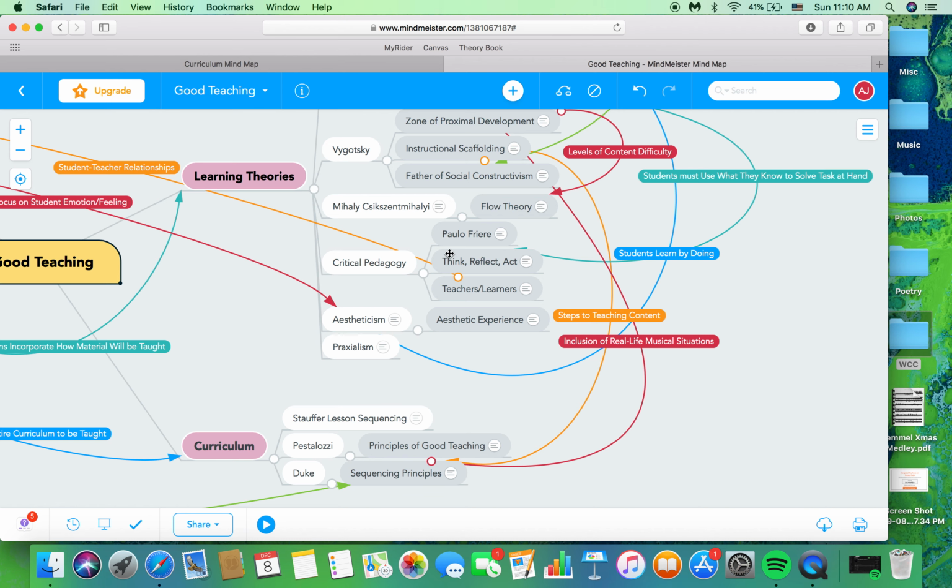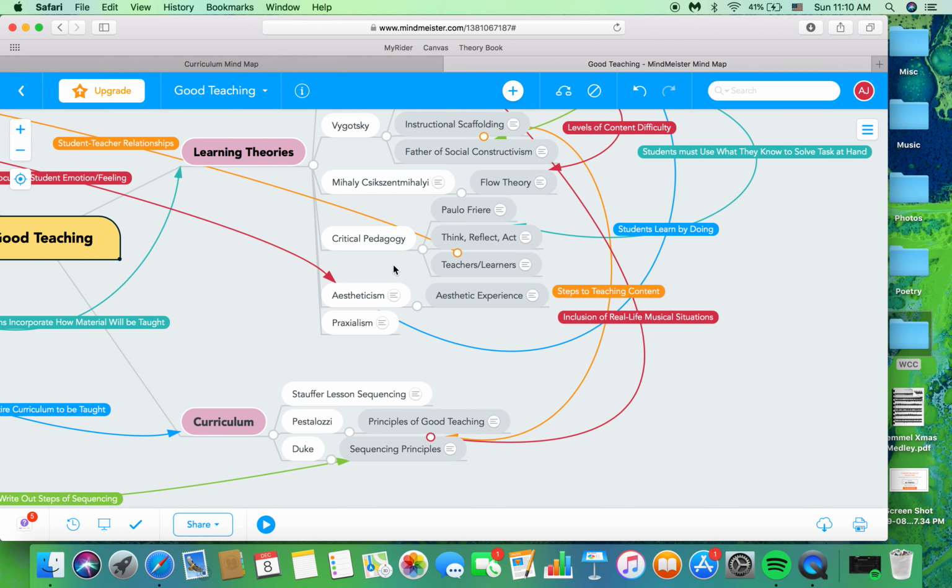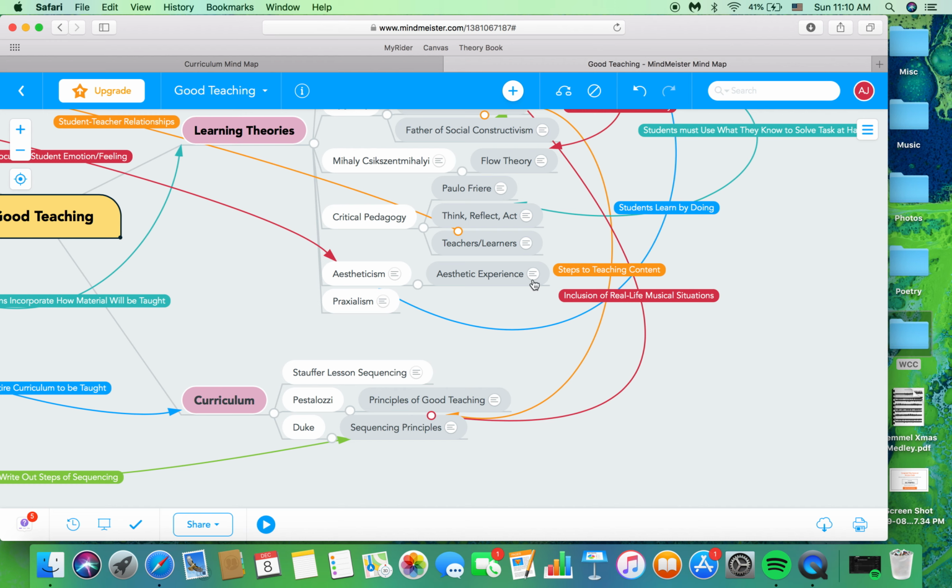Under critical pedagogy, obviously we have the founder, Paulo Freire. We love him. Also, critical ped is big on thinking, reflecting, and acting, obviously, and it also touches on this teacher-learner specific relationship. And then under aestheticism, I have the aesthetic experience and how aestheticism is all about emotions and feeling, and really reacting to what you think and what you feel about something, about music specifically.